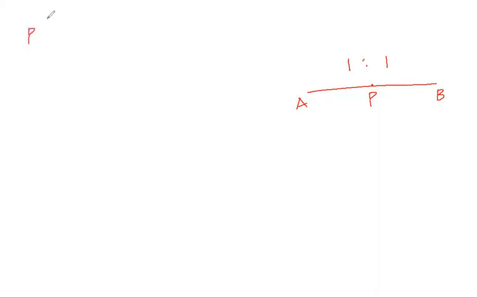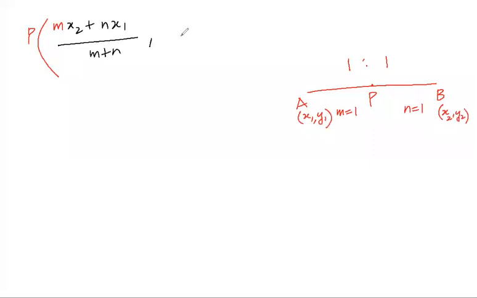Now the coordinates of point P will be, you see here m is equal to 1, n is also equal to 1. Again I take the coordinates of B to be x2, y2, and coordinates of A to be x1, y1. So students, what will be the coordinates of P? m into x2 plus n x1 divided by m plus n, the formula, m y2 plus n y1 divided by m plus n.